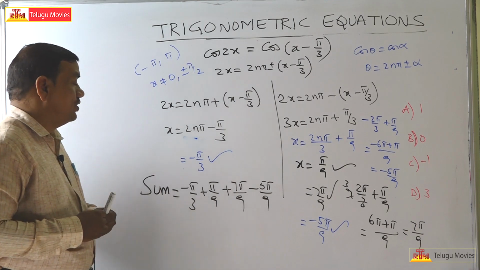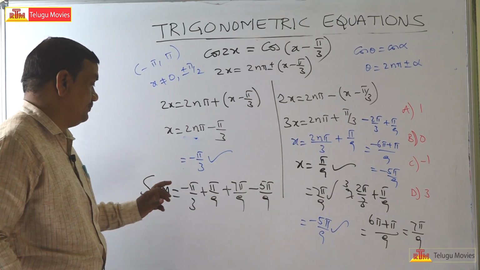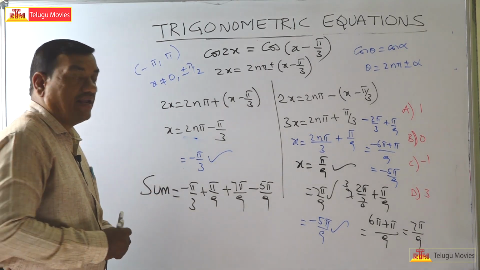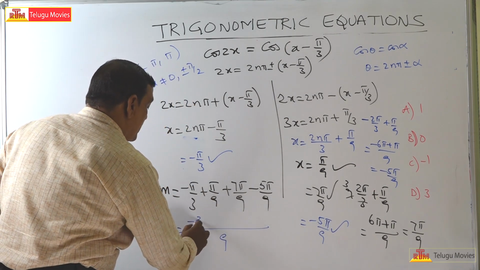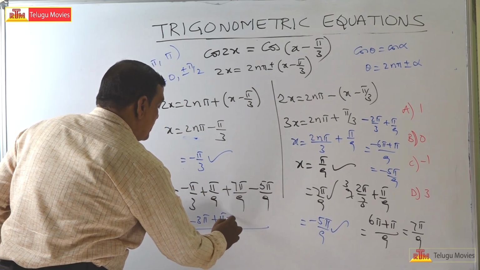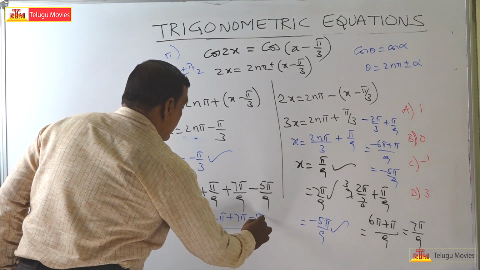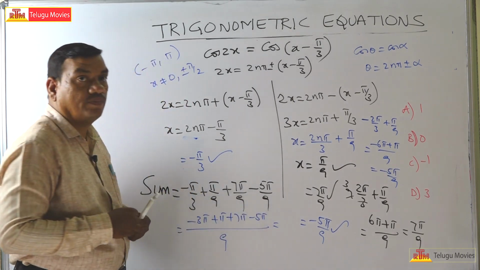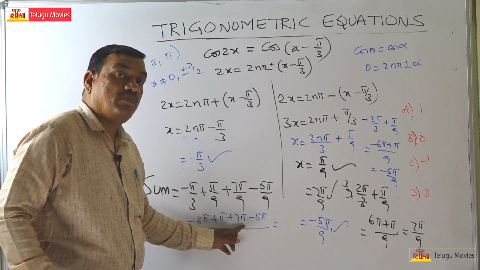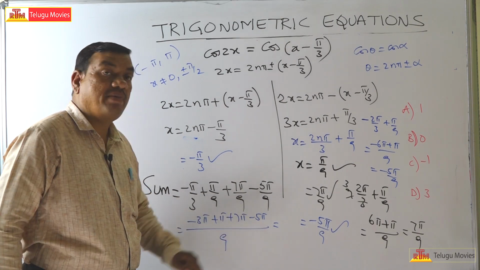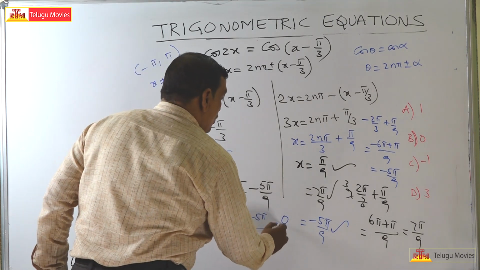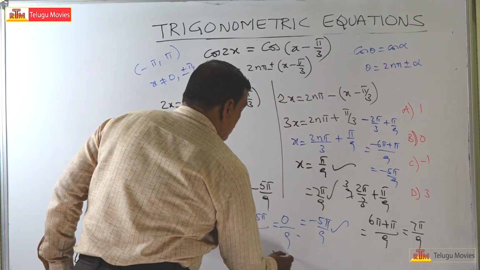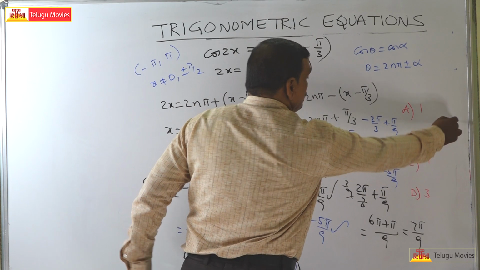Okay, now. So here take LCM 9. So here you will get minus 3 pi plus pi plus 7 pi minus 5 pi. This is equal to pi plus 7 pi, 8 pi, minus 3 pi minus 5 pi, minus 8 pi. Minus 8 pi plus 8 pi is 0, 0 by 9. Therefore, the sum of the values is equal to 0.